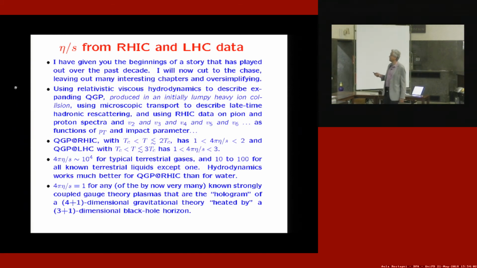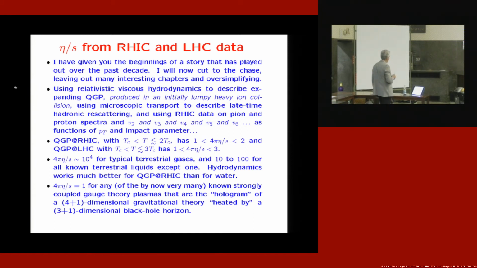Now, is this big or small? 4π η over s equals 1 or 2. Is that big or small? Well, 4π η over s is 10,000 for the air in this room. And 4π η over s is between 10 and 100 for water, liquid nitrogen, liquid helium. Any of the liquids we know in the laboratory have a 4π η over s that's in the tens or hundreds. And 4π η over s for that ultra-cold atom fluid whose movie I showed you is a little less than 10. It's somewhere between 5 and 10.